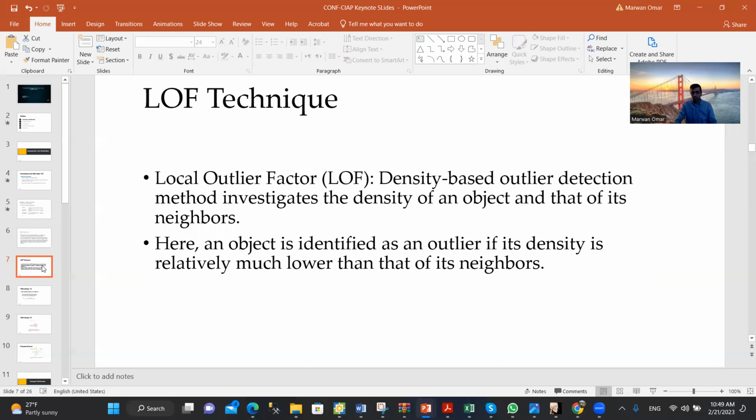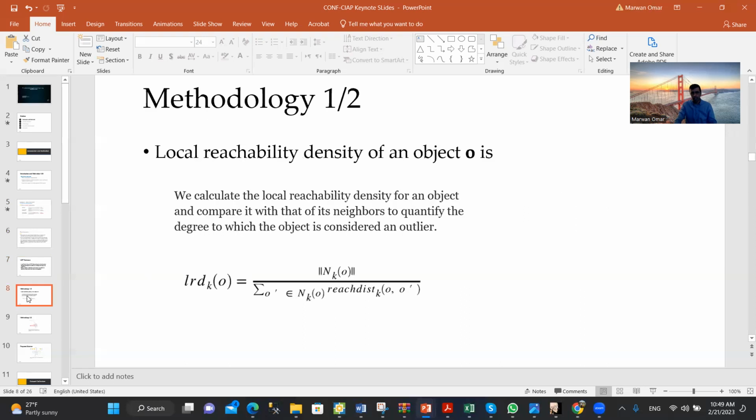Here is more information about our technique. So this is the local outlier factor, which is a density-based outlier detection method that investigates the density of an object and that of its neighbors. The object here is identified as an outlier if its density is relatively much lower than that of its neighbors. And here's the math notation behind our local outlier factor. We are going to calculate the local reachability density of an object O and compare it with that of its neighbors and quantify the degree to which the object is considered an outlier.